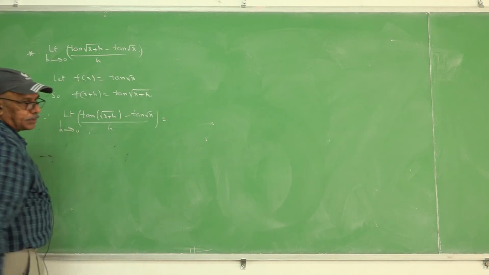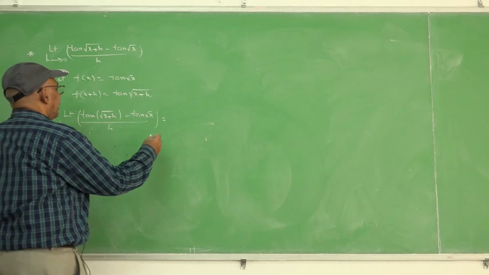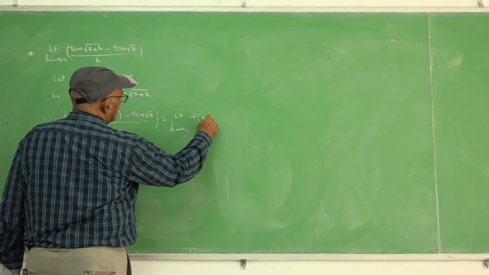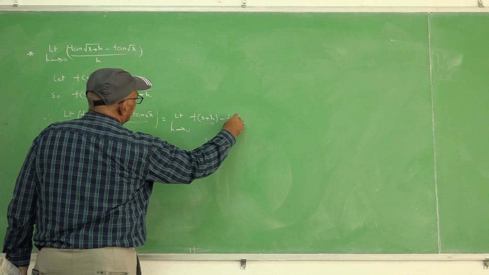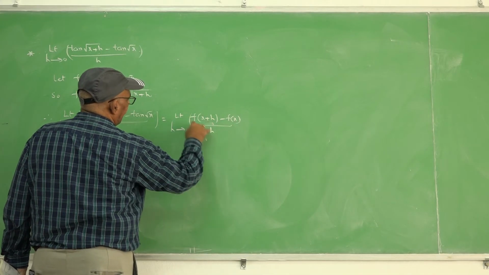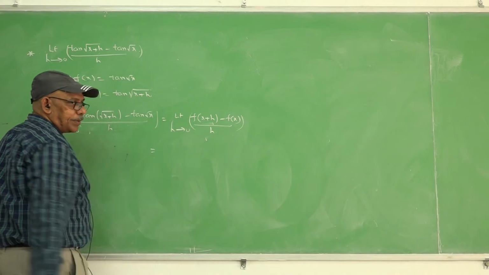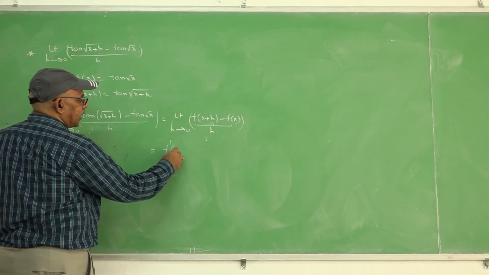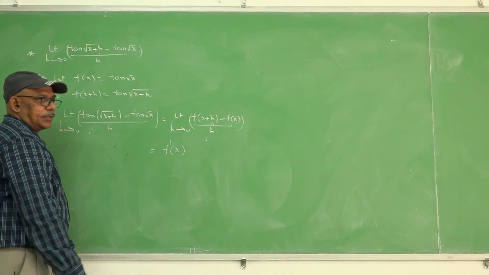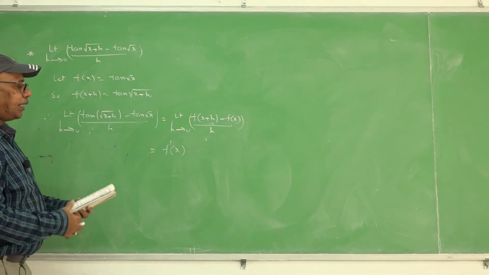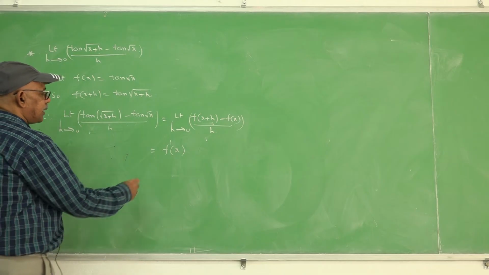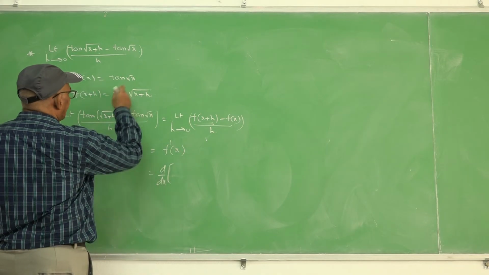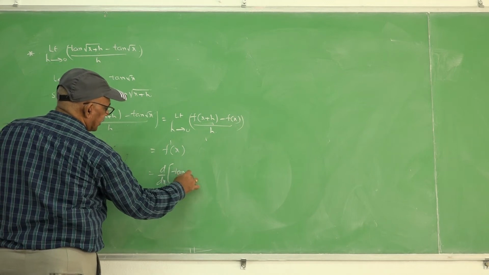is nothing but the limit as h goes to 0 of f of x plus h minus f x by h, which gives us the right derivative at x, which is nothing but f dash x itself. You can straight away take it as f dash x. F dash x means the derivative of f, d by dx of f. F x is tan root x.